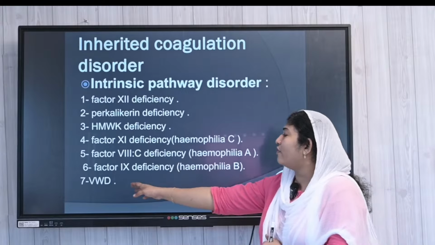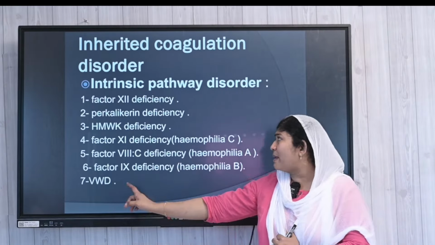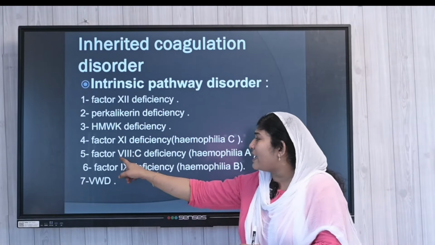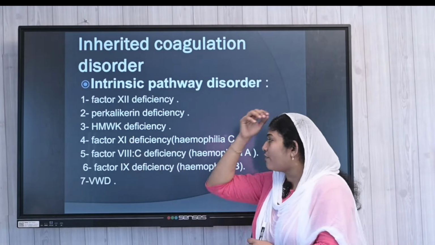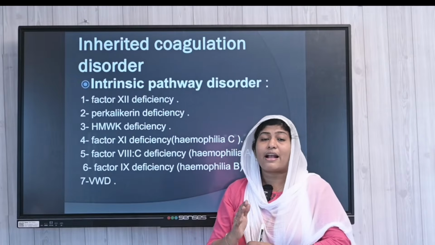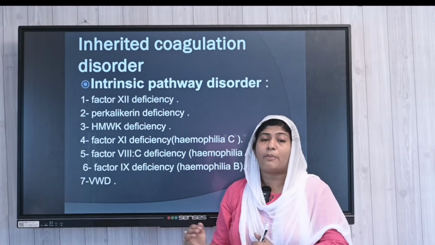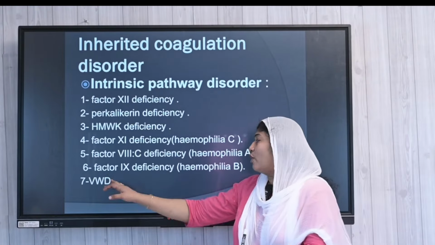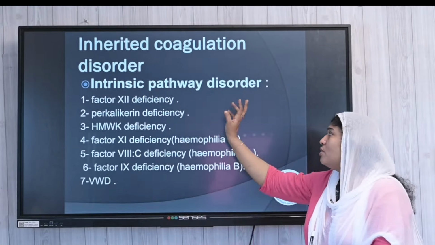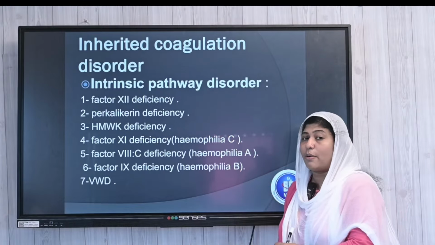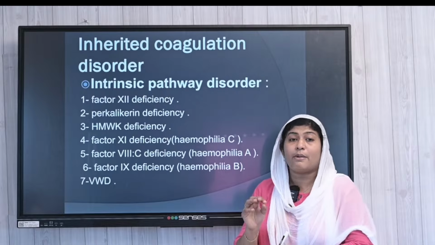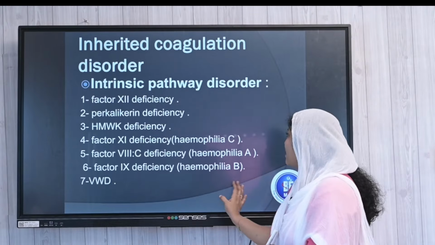And finally, von Willebrand's factor. Von Willebrand's factor has a role in the intrinsic pathway because it acts as a carrier molecule of factor number 8. When factor number 8 has to move properly through the blood vessel, it needs the support of von Willebrand's factor. So von Willebrand's factor deficiency will also result in an intrinsic pathway problem. With any of these problems, definitely the patient's clotting time will be prolonged. That is the main condition.